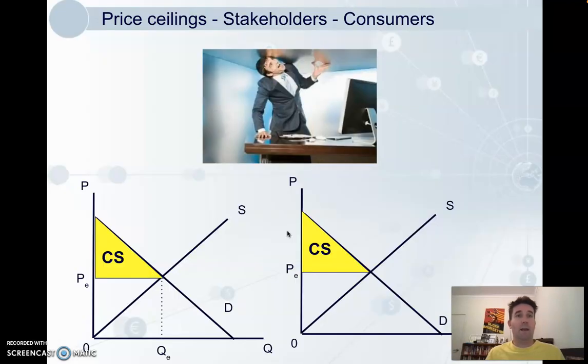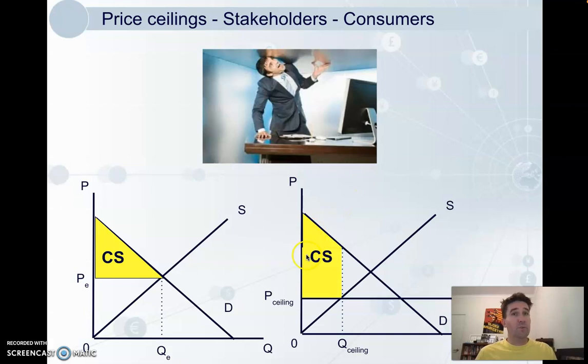We're going to look at how our key stakeholders go here. So what we've got here, we've got consumer surplus. Remember that. We're going to see what happens to that when we put in a price ceiling. So consumers both win and lose here. So let's see what happens.